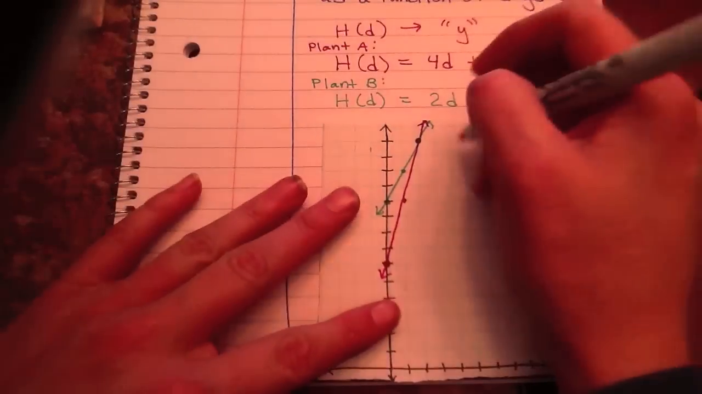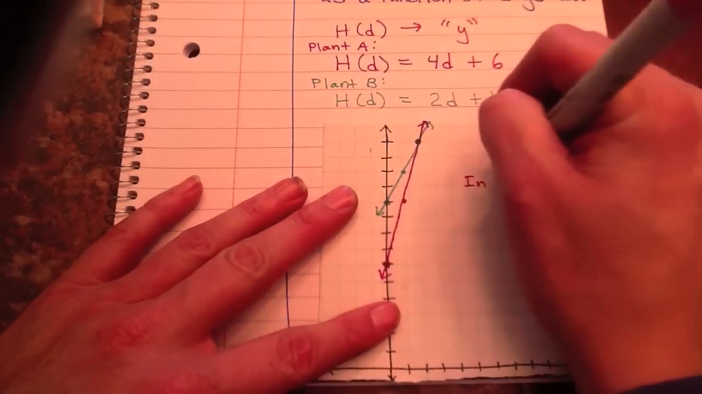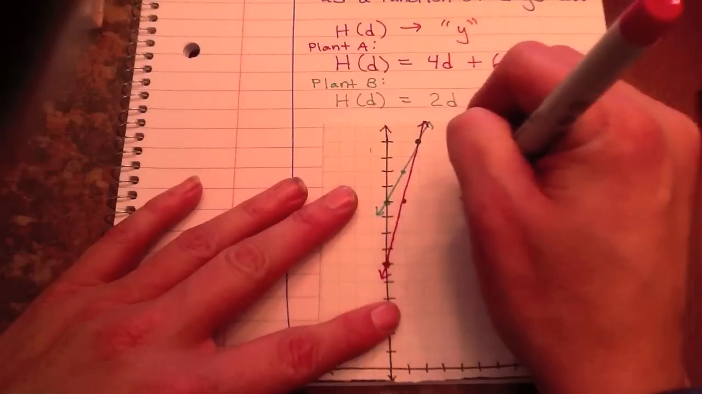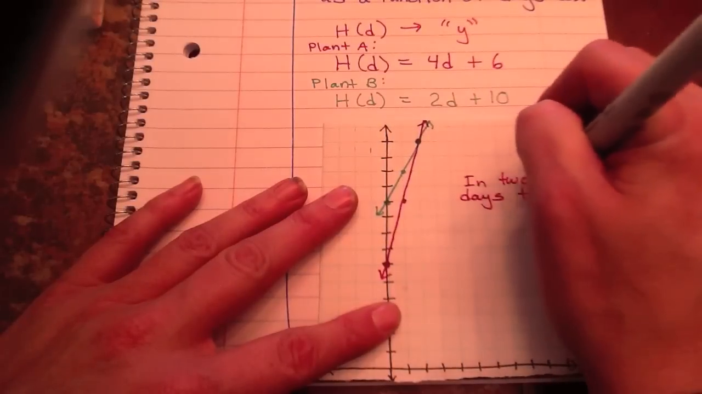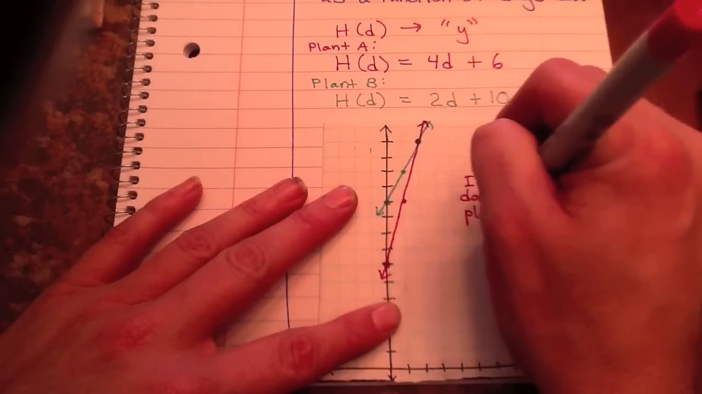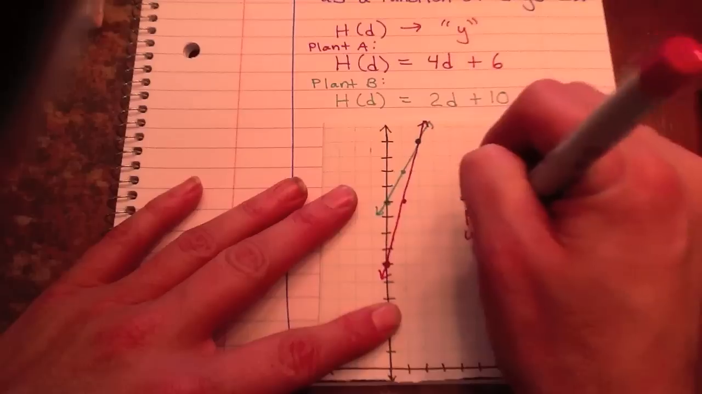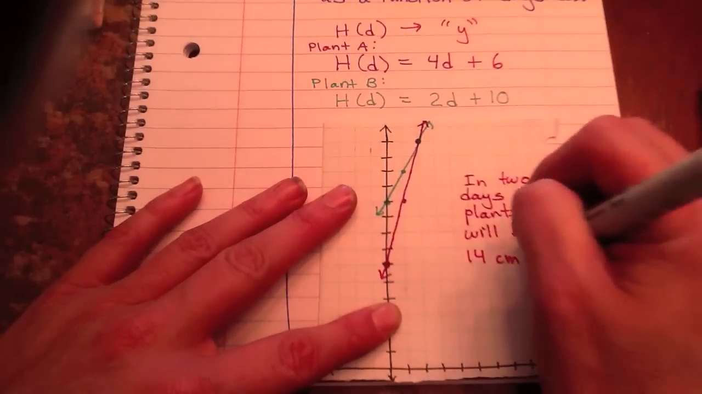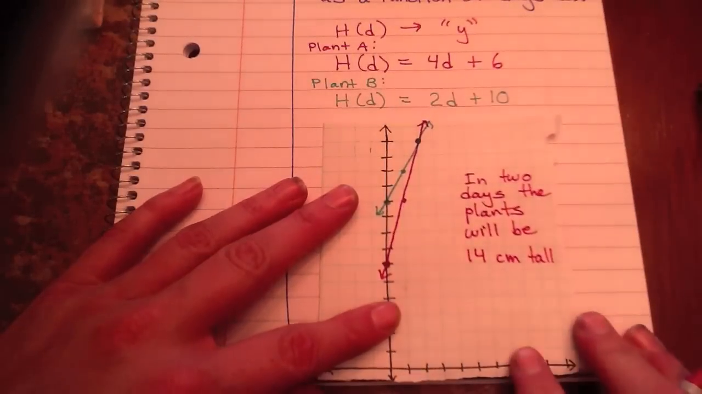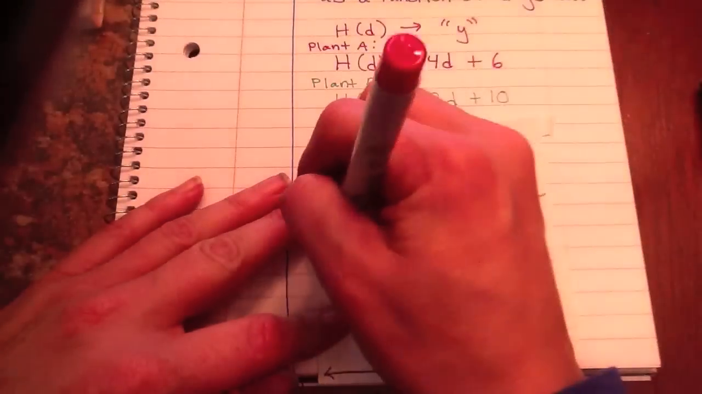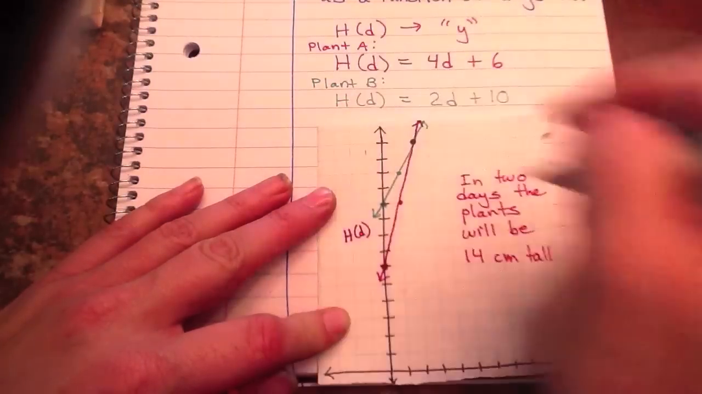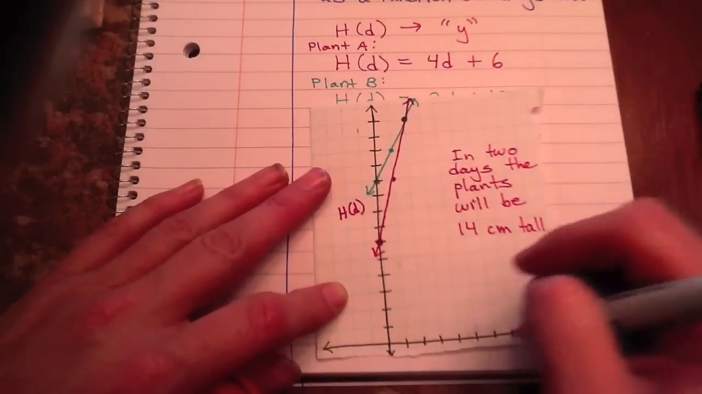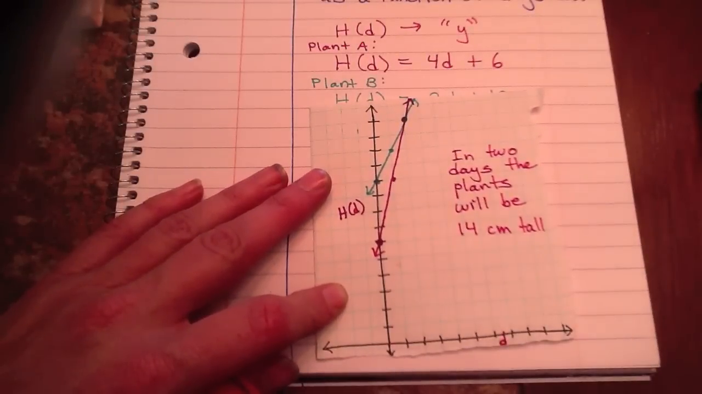And we could actually write that. In 2 days, the plants will be 14 centimeters tall. And then what I would do if I was graphing this is I would actually put h of d here for my height, and I would put d down here for my days.